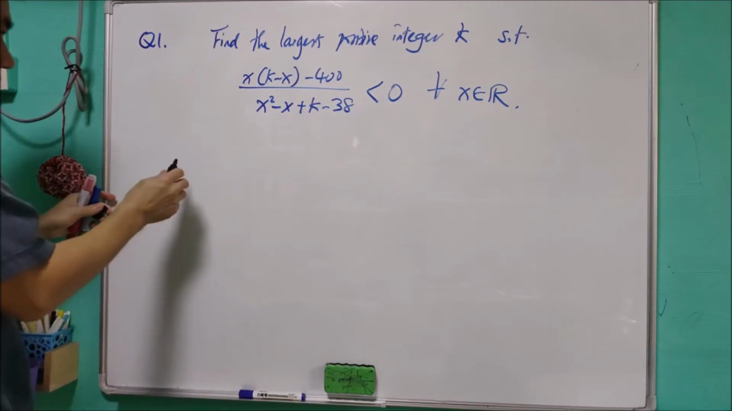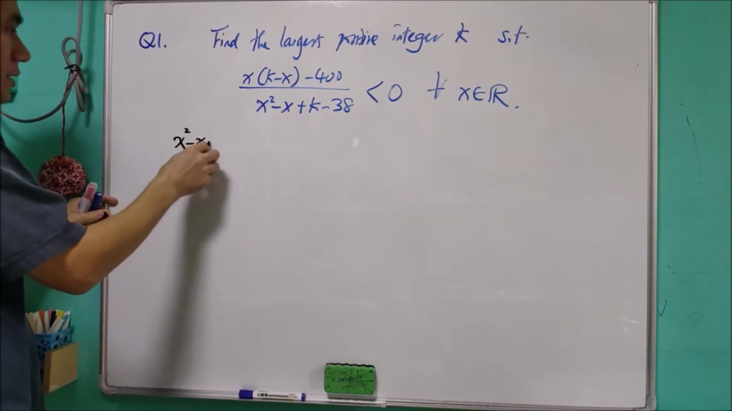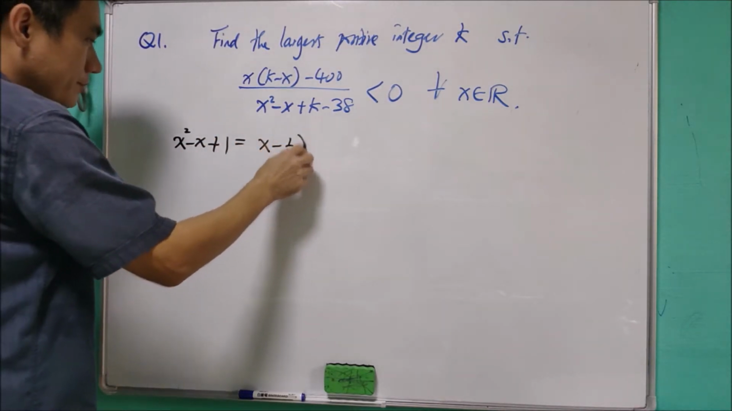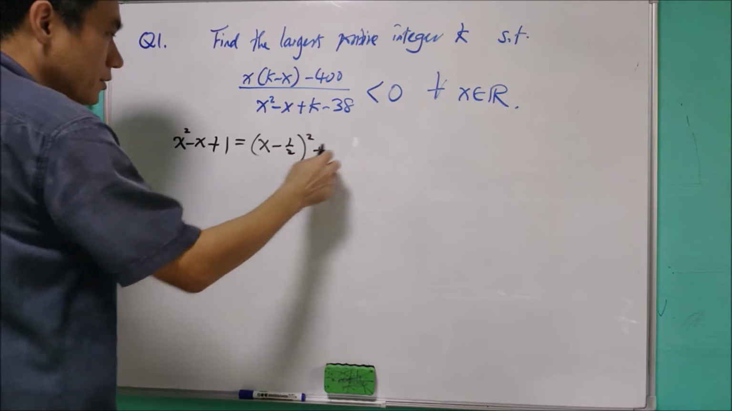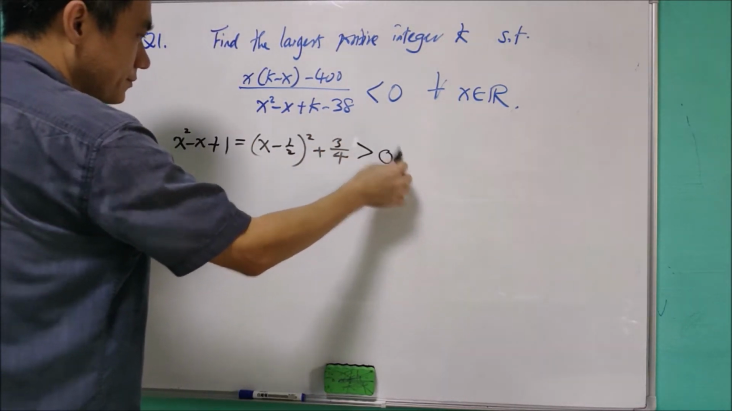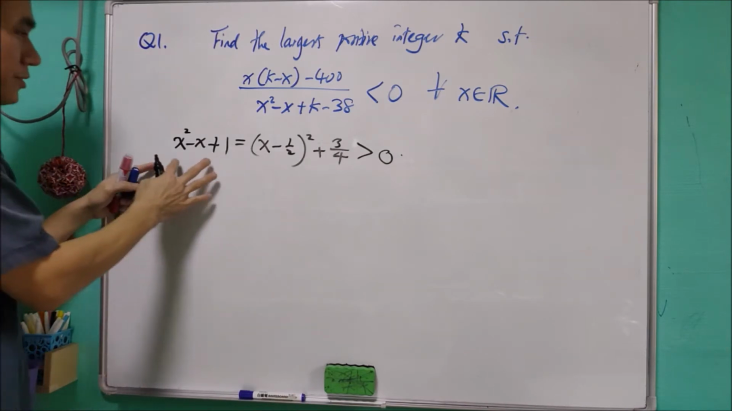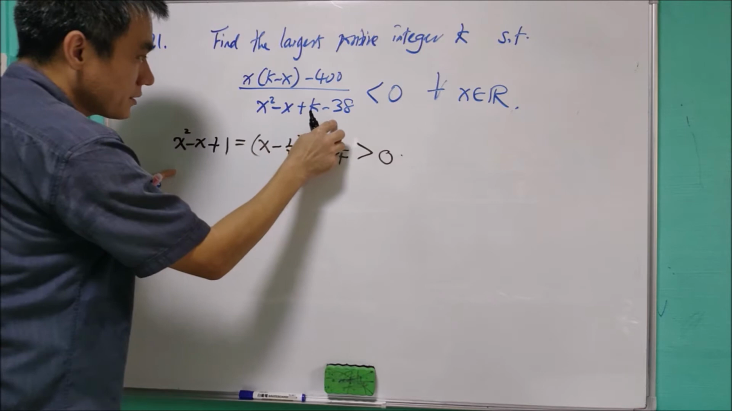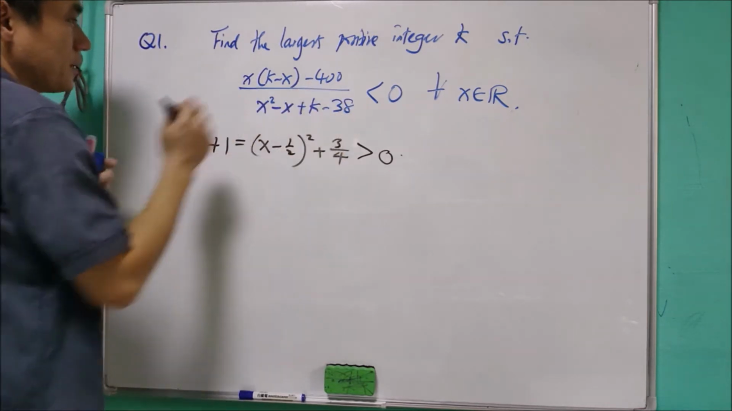First of all, recall that x squared minus x plus 1 is equal to (x minus 1/2) squared plus 3/4. This is positive. The reason why I recall this expression is because of x squared minus x plus k minus 38 in the denominator.